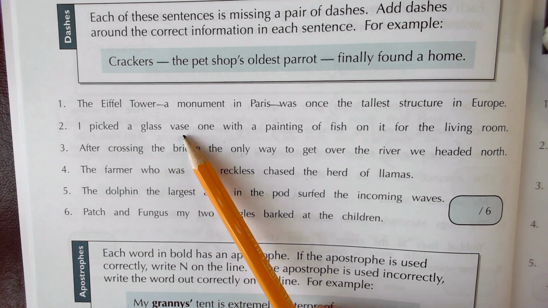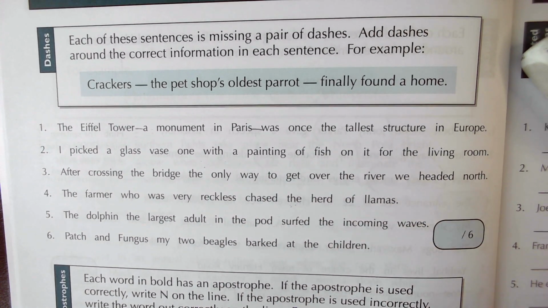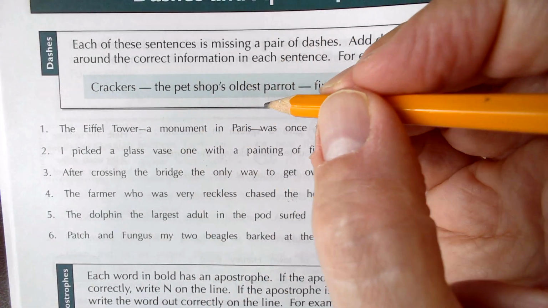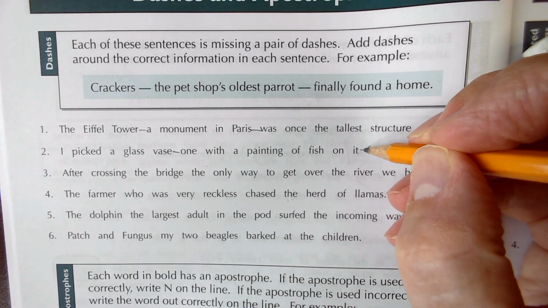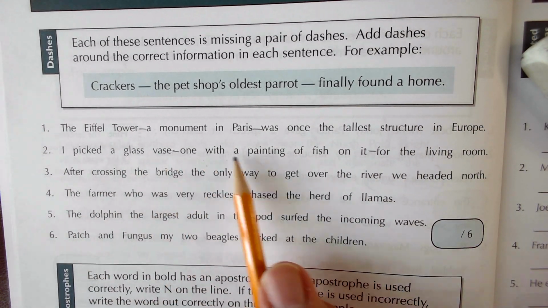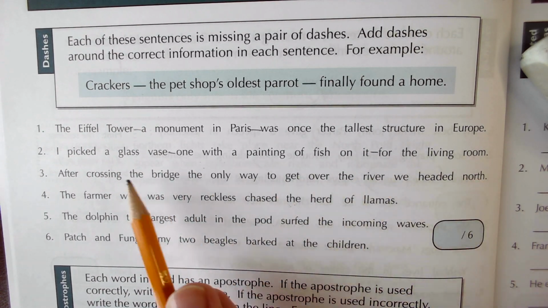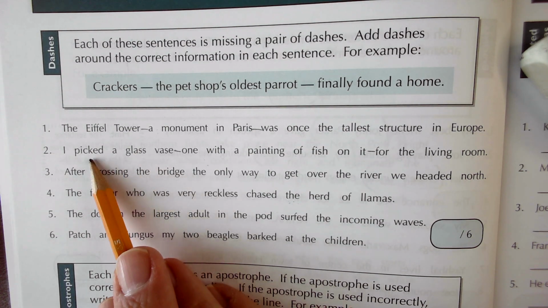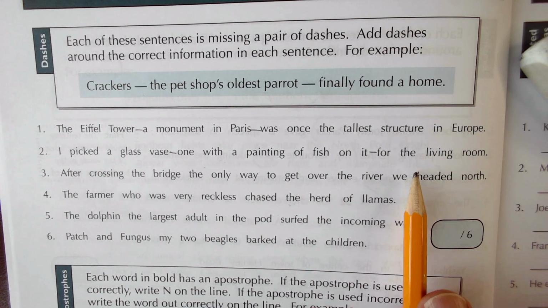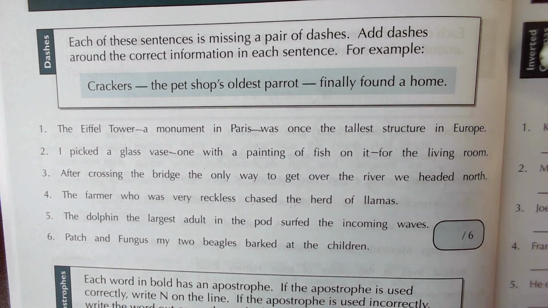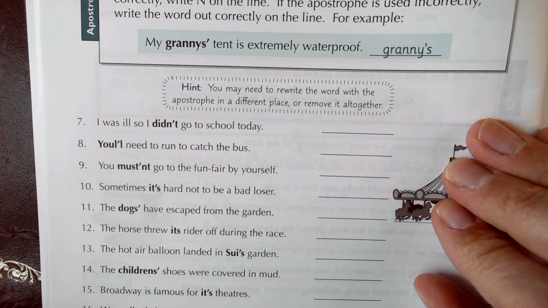I picked a glass vase, one with a painting of fish on it, for the living room. So it doesn't quite work. It needs this "fish on it." Yeah. So: I picked a glass vase for the living room. That works. And then if we add the extra information: I picked a glass vase, one with a painting of a fish on it, for the living room. Okay, and basically they carry on in that way. Let's just skip down a little bit.